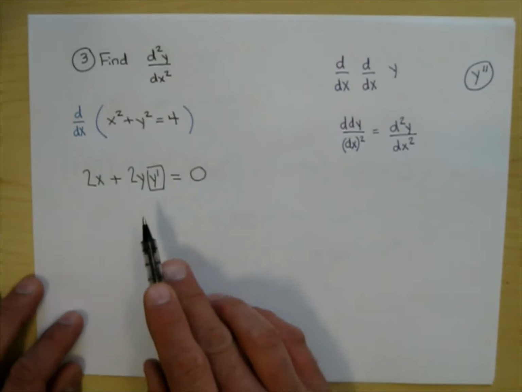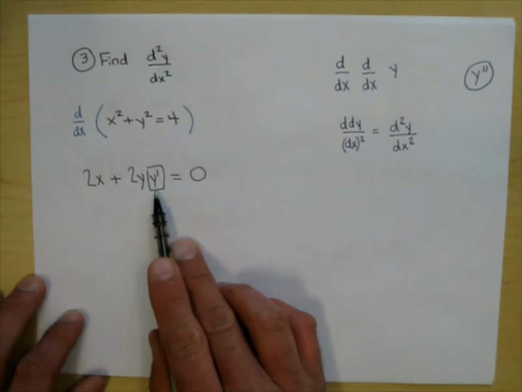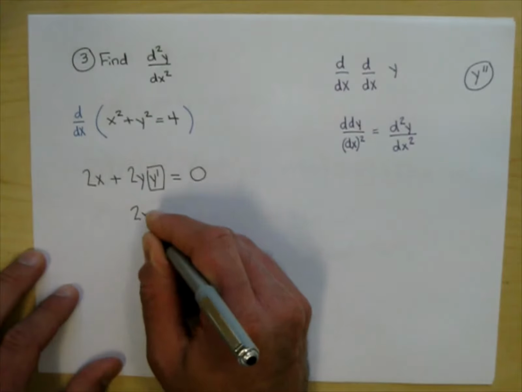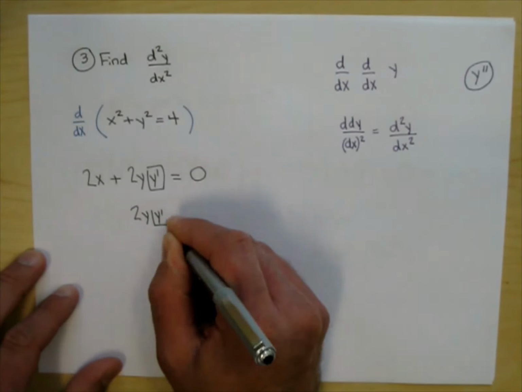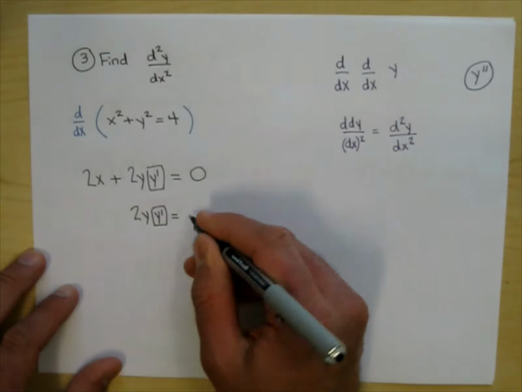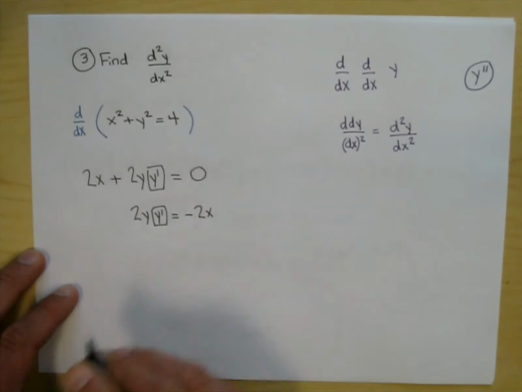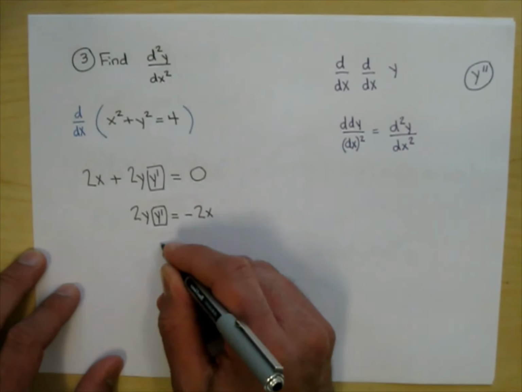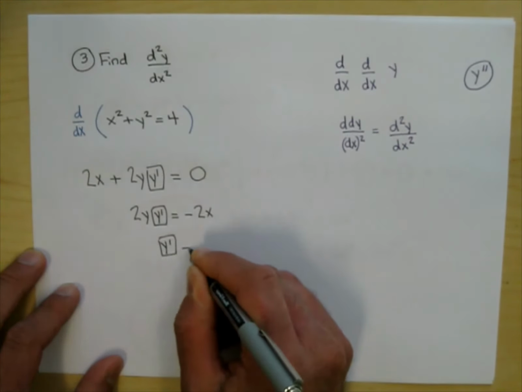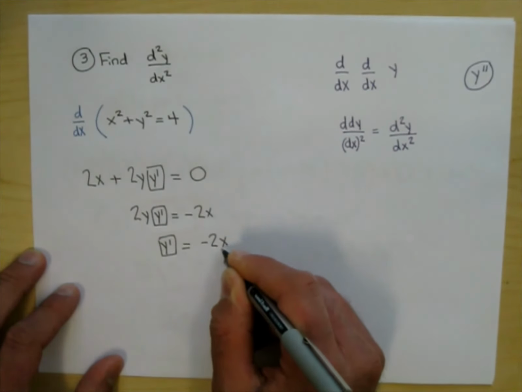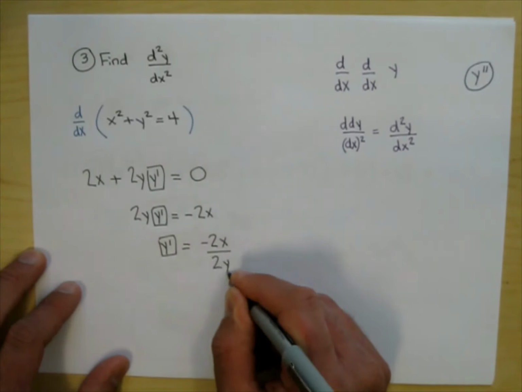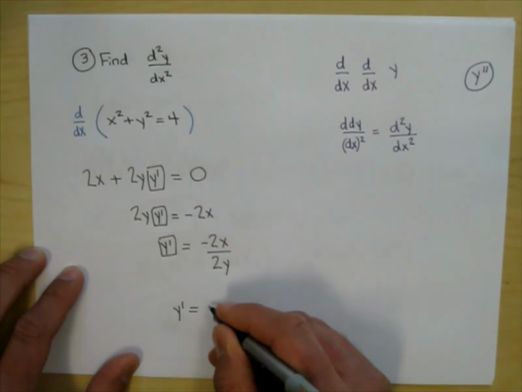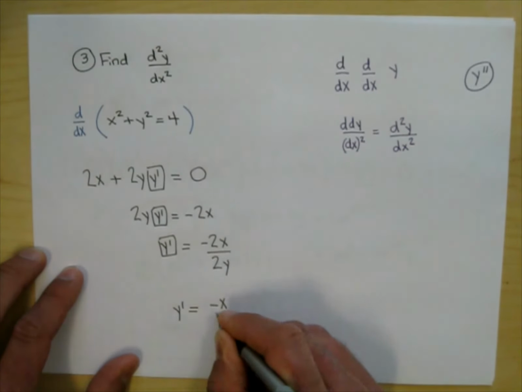We're not done, but what you want to do next is solve for the y prime. So I'm going to bring the 2x to the other side by subtracting. So 2y y prime equals negative 2x. So divide both sides by 2y, and you get y prime equals negative 2x over 2y. And that can be simplified a little more. So it looks like y prime equals negative x over y.